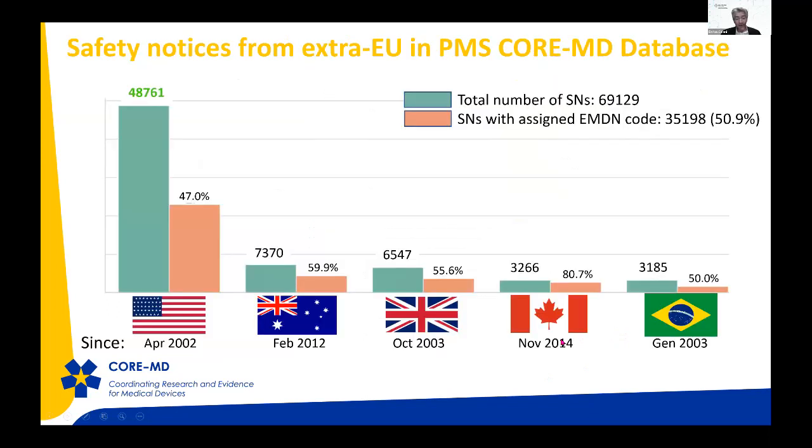We also applied our framework to some extra EU countries, as you can see here, resulting in an additional 69,000 safety notices added to our database, with an EMDN assignment of about 51% on average for these extra EU countries.